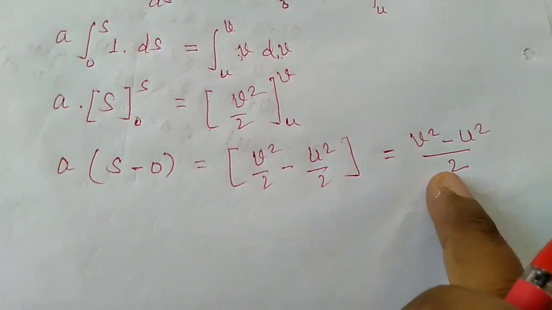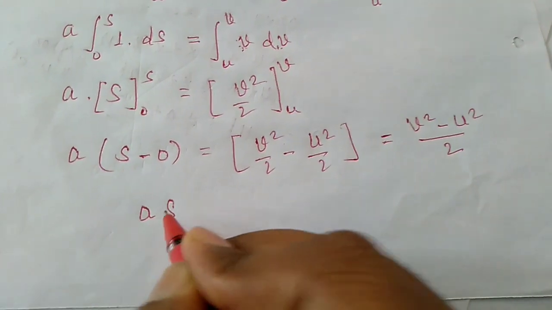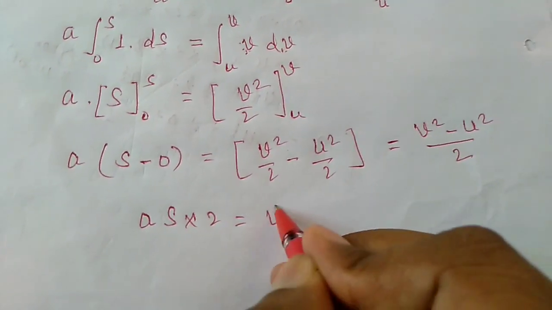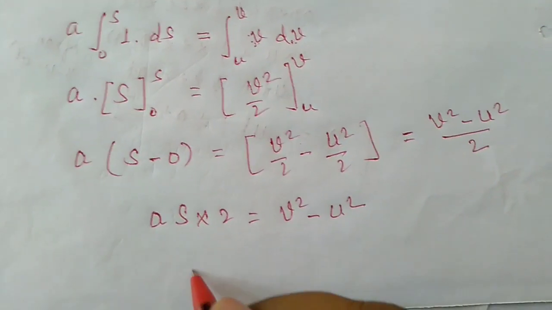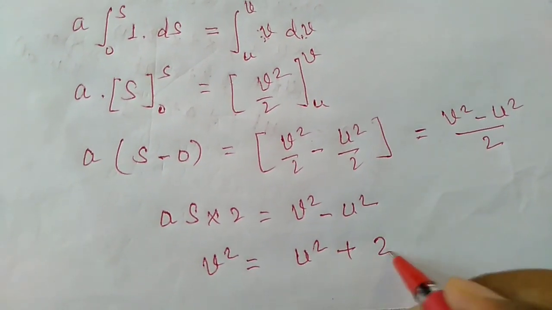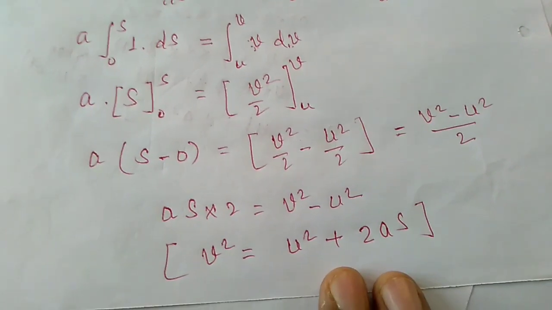Now take this 2 on that side. So a into s, and this 2 is still into 2. And here what is? v square minus u square, and take this minus u square on that side. So what you will get? v square is equal to u square plus 2as. In this way we have proved the third equation of motion.